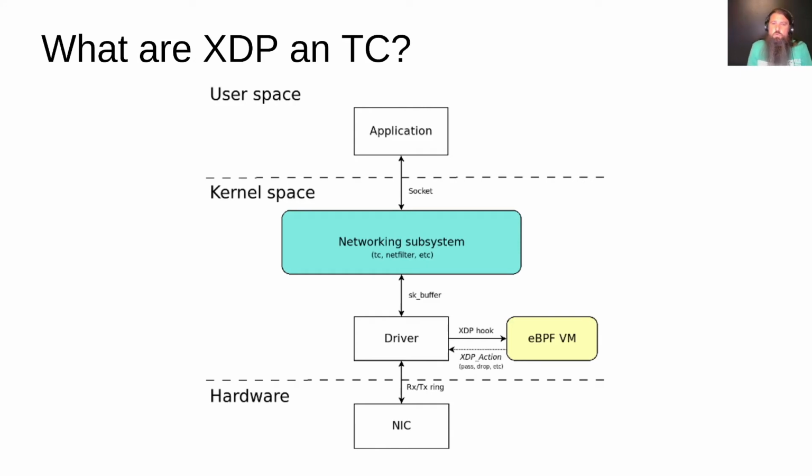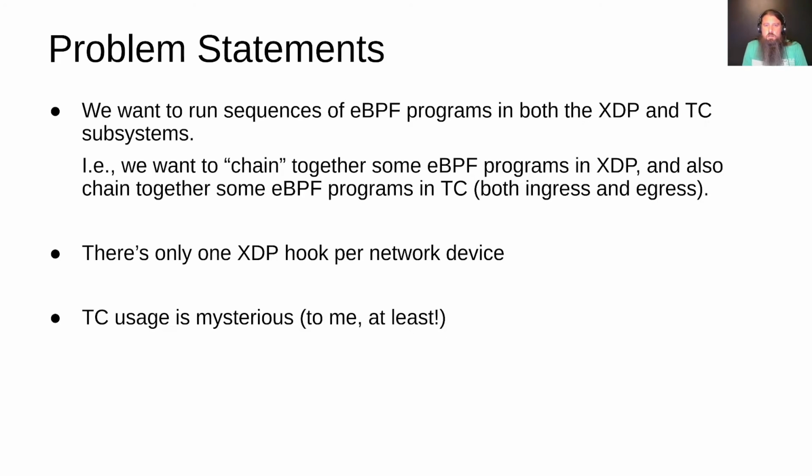So very quickly, what are XDP and TC? Essentially, they're both parts of the Linux networking stack. XDP is relatively low level and higher performance. TC is relatively higher level and more expensive performance-wise, but you have a little bit more context because you're higher up in the stack. So the problem that we have at Walmart is we want to run sequences of eBPF programs in both XDP and then another sequence of different programs in TC.